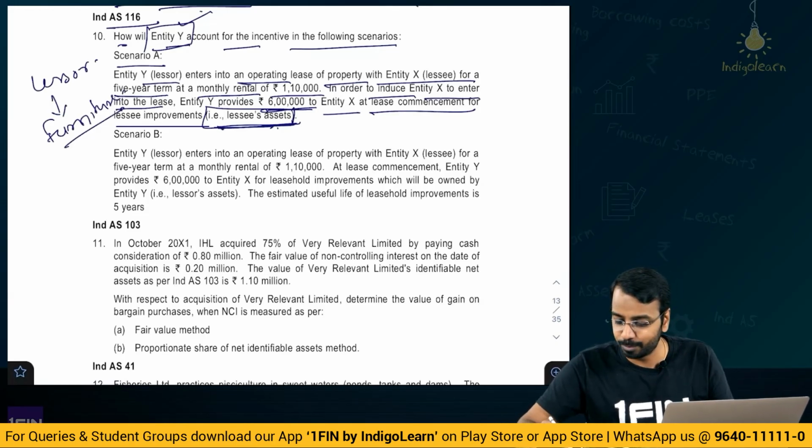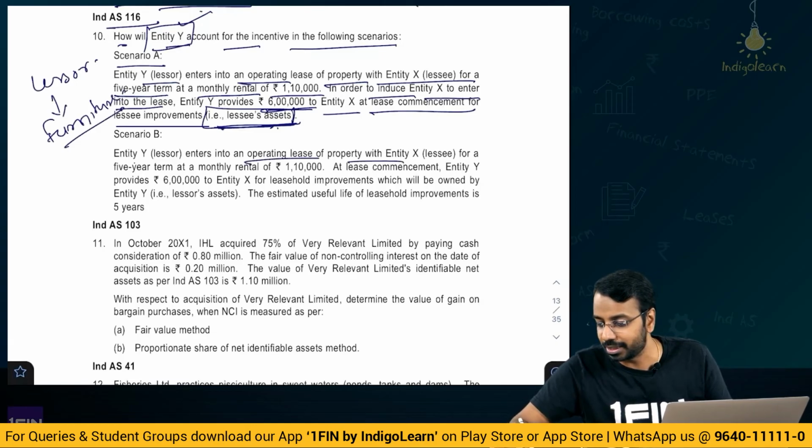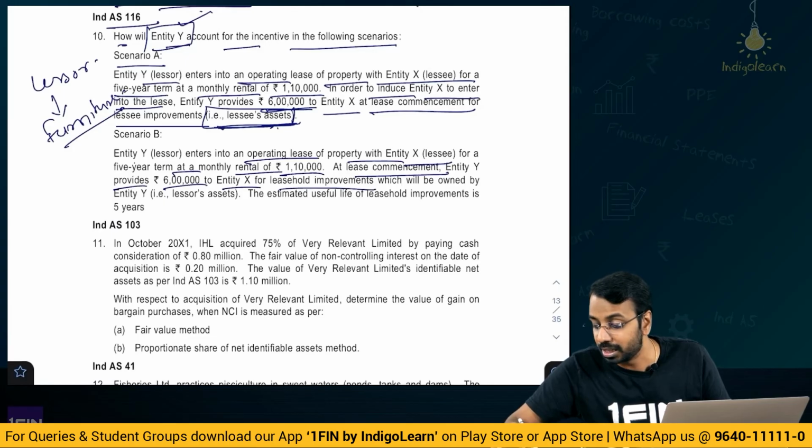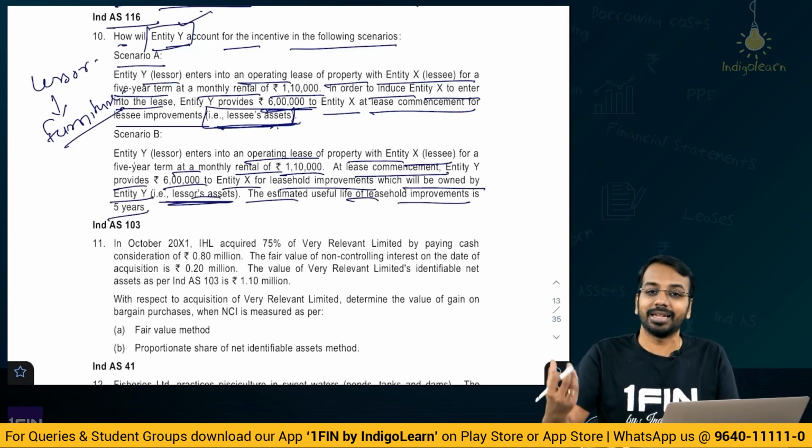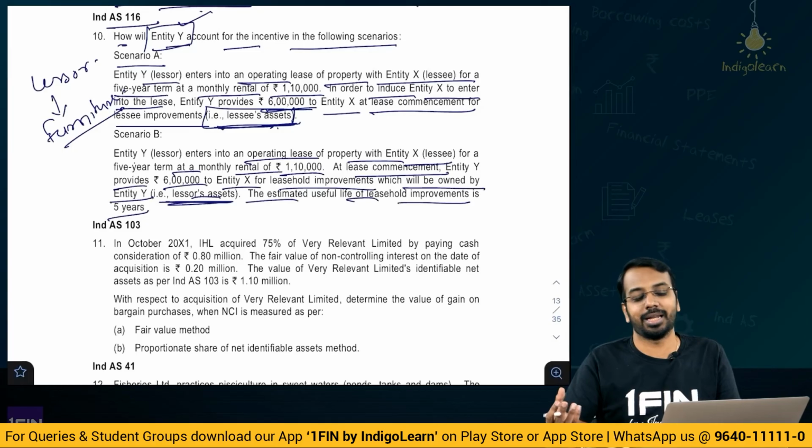Then, next scenario, entity Y enters into an operating lease of property with entity X for a 5-year term at a monthly rental of 1,10,000. At lease commencement, entity Y provides 6 lakhs to entity X for leasehold improvements which will be owned by entity Y. The estimated useful life of the leasehold improvement is 5 years. In the second scenario, it is the lessor's asset. I can say it is under my control, so I can capitalize that.